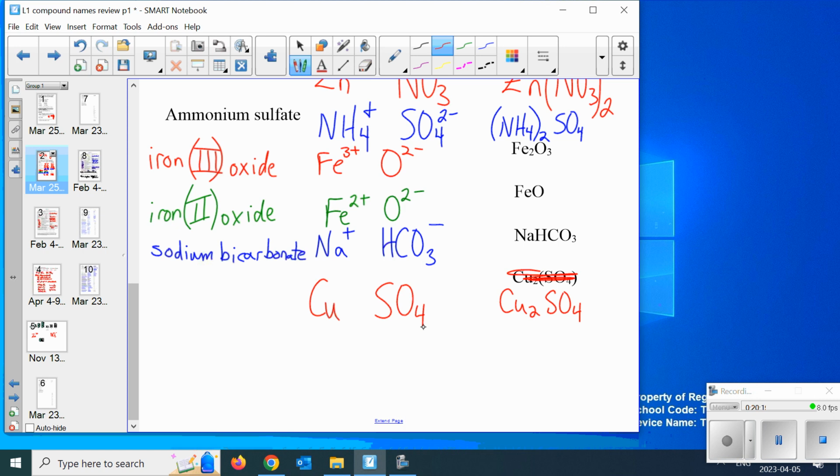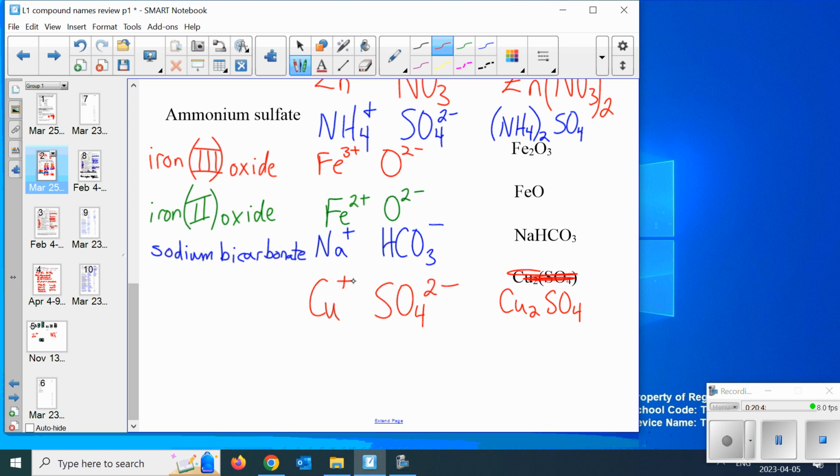When I uncrisscross, I put the 2. It must be too negative. Try it. There's only one group of sulfate, so I'm going to put a +1. Now, I don't have to put the number 1. I just put a copper. Is there a copper 1? Yes, there is. There's copper 1 or copper 2, though. So even though I know the charge, I have to look it up to double check.